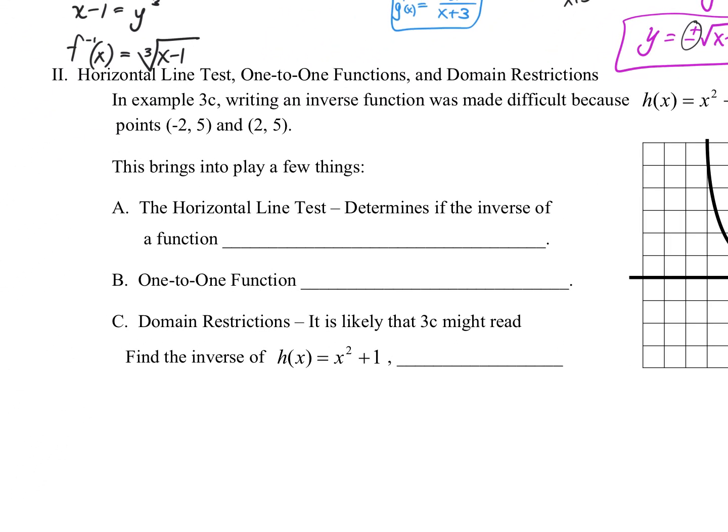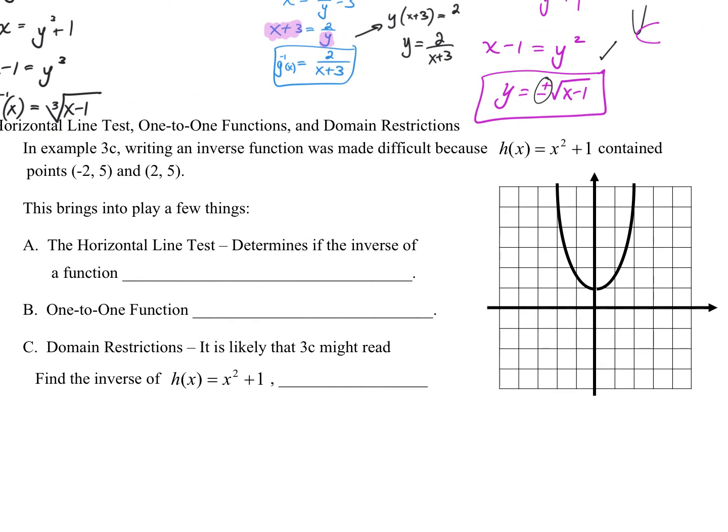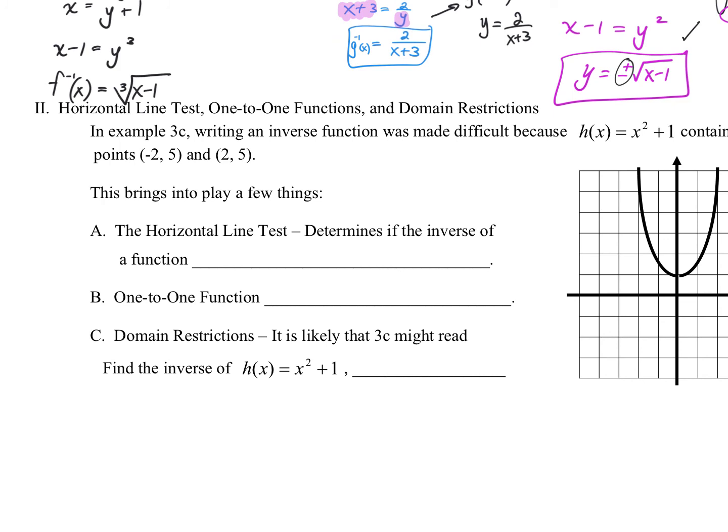Finally here, we're going to talk about horizontal line test, one-to-one functions, and domain restrictions. So what we noticed in that last third example was that writing an inverse kind of got tricky with a square root, right? There were points on that inverse, negative 2, 5, and 2, 5. How do I switch x and y if not every y has only one x companion? So we're going to just talk about a few more vocab terms, okay? First thing is the horizontal line test. It determines if the inverse of a function is also a function.